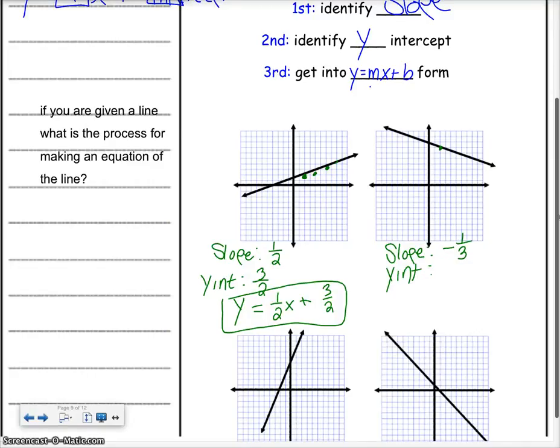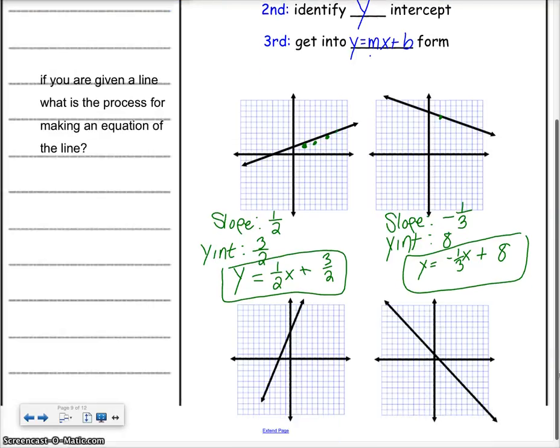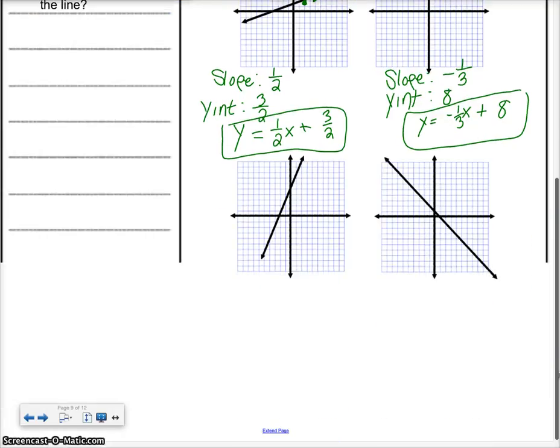Negative 1/3. My y-intercept looks like it's a little bit more of a perfect point here. 1, 2, 3, 4, 5, 6, 7, 8. My y-intercept is 8. And then pull it all together. Y equals my slope, negative 1/3, times x plus my y-intercept. And that's the equation of that line. Isn't this awesome? No. Yeah, it is. This is amazing information. It makes your life so much easier. No, it doesn't. So again, my goal, figure out my slope, figure out my y-intercept.